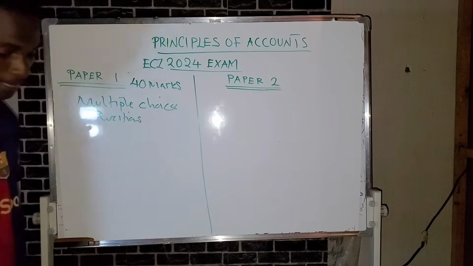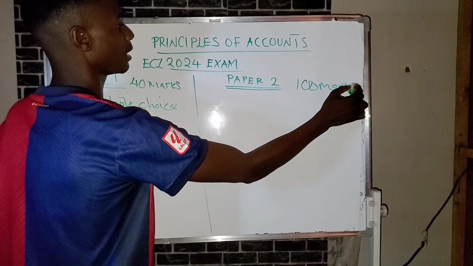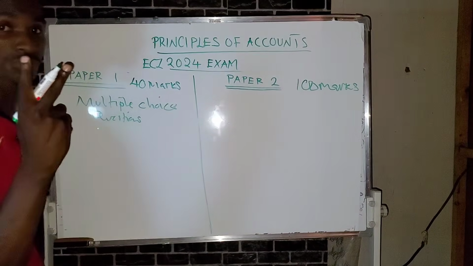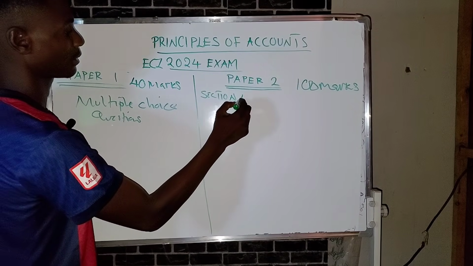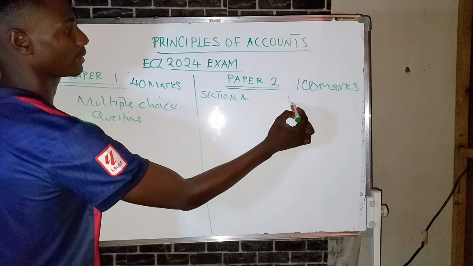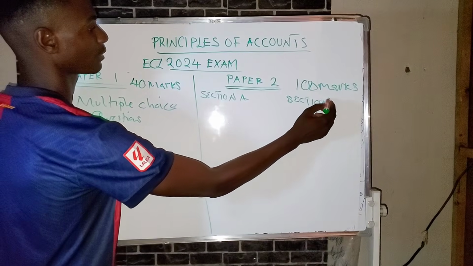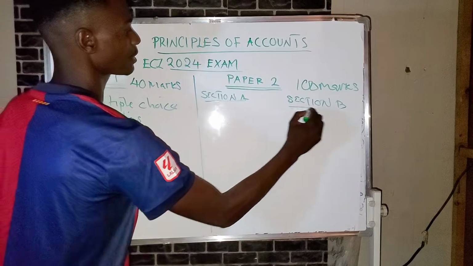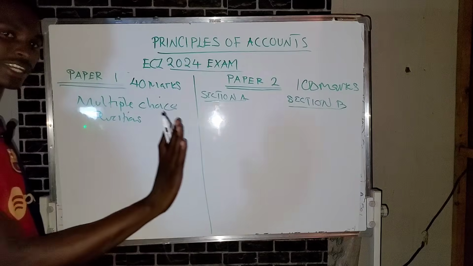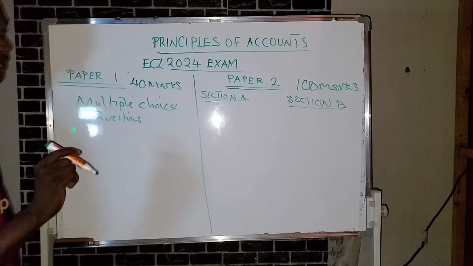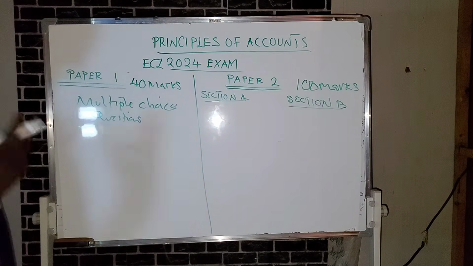Let's go to paper 2. Paper 2, my friends, is 100 marks. This paper 2 is divided into two sections: section A and section B. So this is where I'm going to explain. Please, let's travel this journey together. It's an interesting journey. Let's start with section A. What is there in section A?